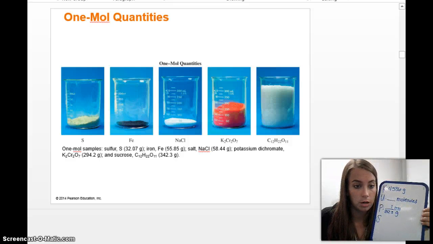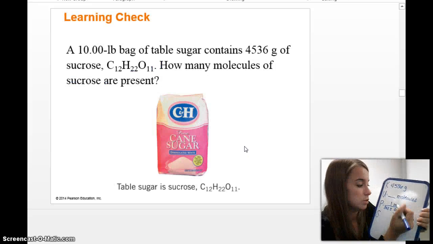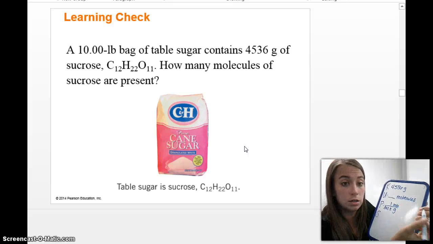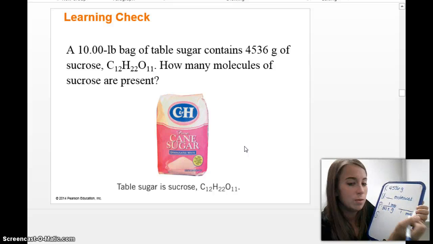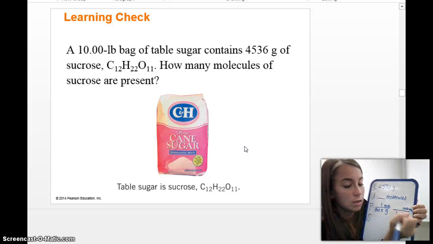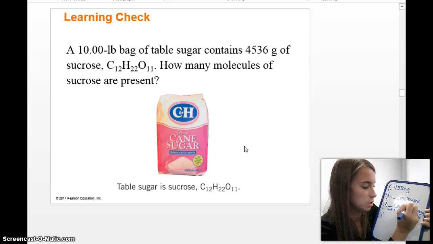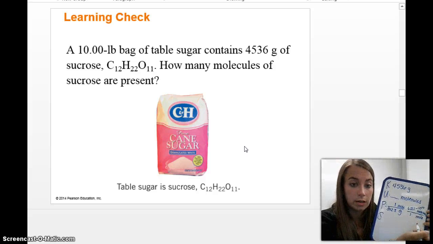If you don't know how to calculate that, you need to go back and redo those notes. That gets me from grams to moles, and then I need to go from moles to molecules. So I'm going to put moles in the bottom. From moles to molecules, we use Avogadro's number, 6.022 times 10 to the 23rd. Those are my 2 conversion factors, so that's my plan.